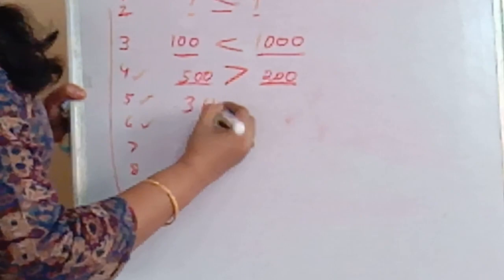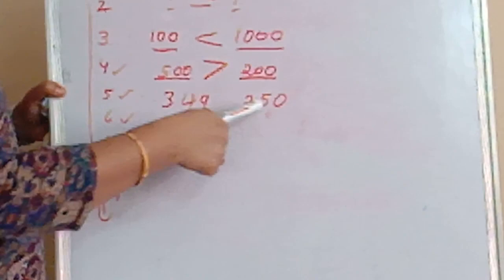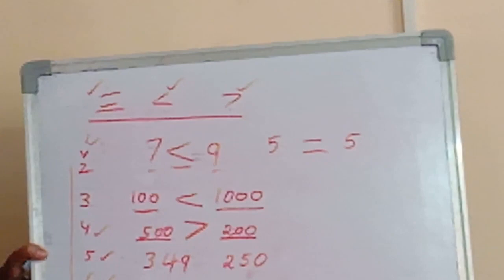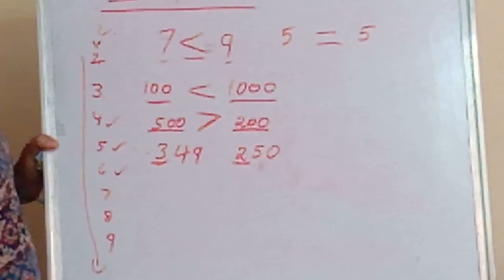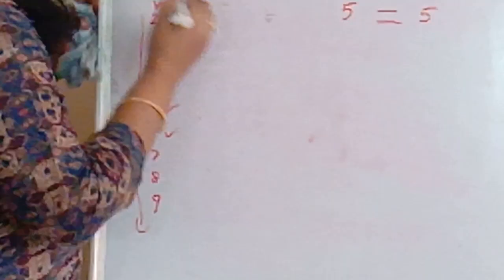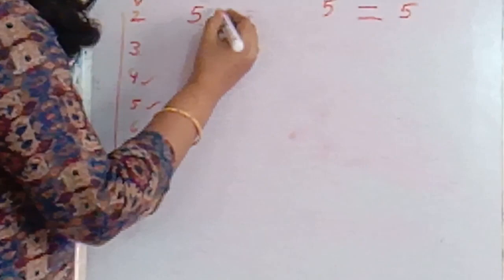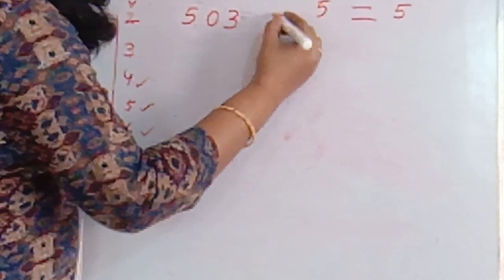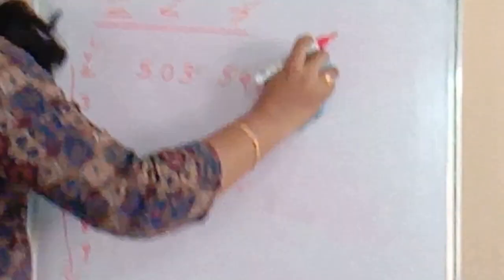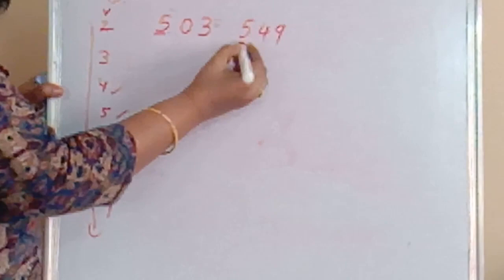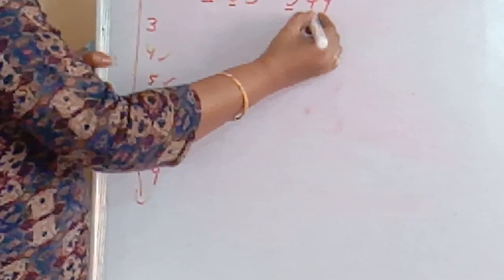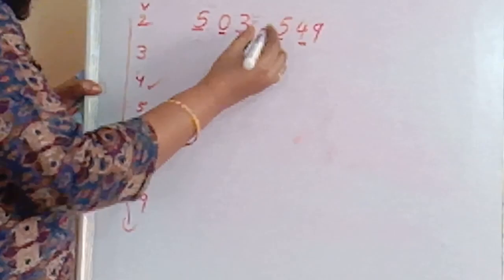349 and 250. Now these two are also 3-digit numbers. So first I am checking the hundreds digit. 3 and 2. Which is big? 3 is big, 2 is small. Directly we can write this one. The remaining are also 3-digit numbers. Next, go to the tens position. 4 and 0. Which is big? 4 is big. Blindly we can represent like this. So this is the comparison.